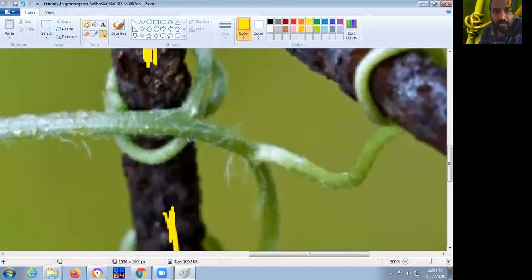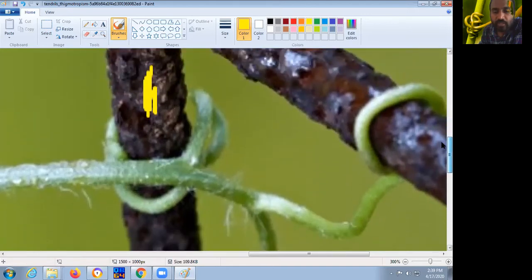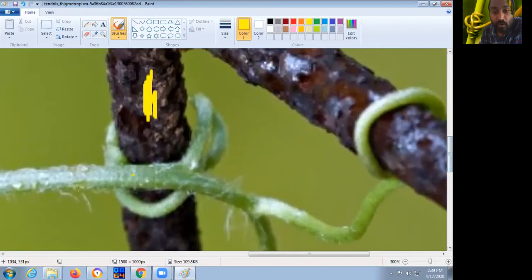See here, what happens actually here? The stem starts to wrap around the solid surface. Now, why does it happen? I told you again, same thing happens, this auxin deposit.